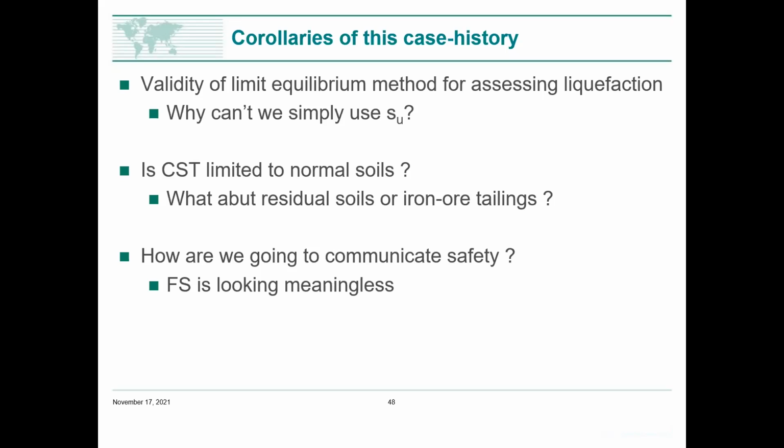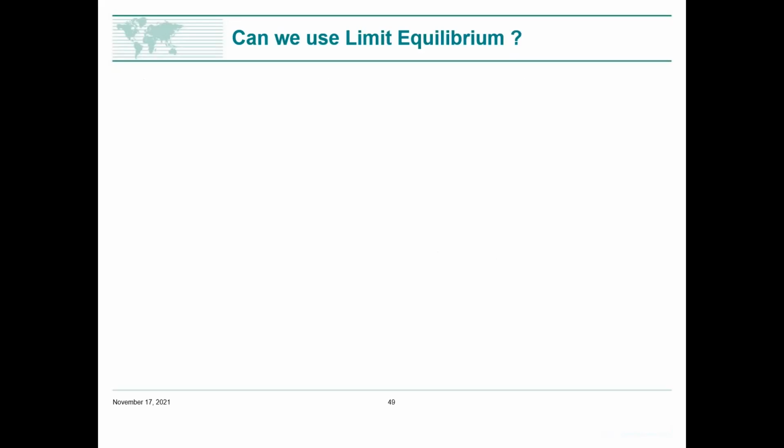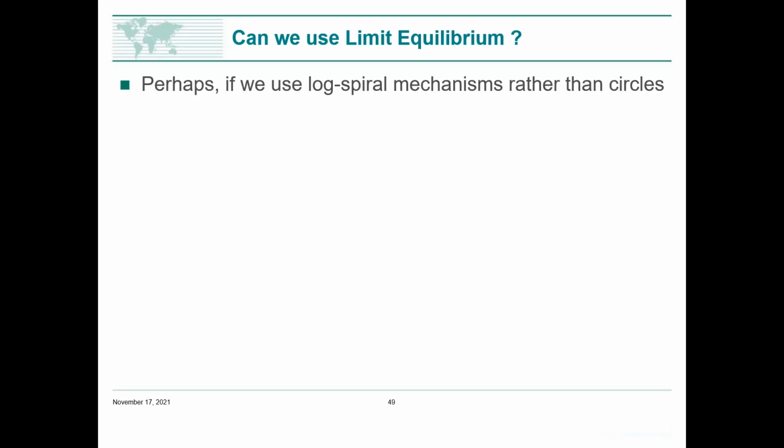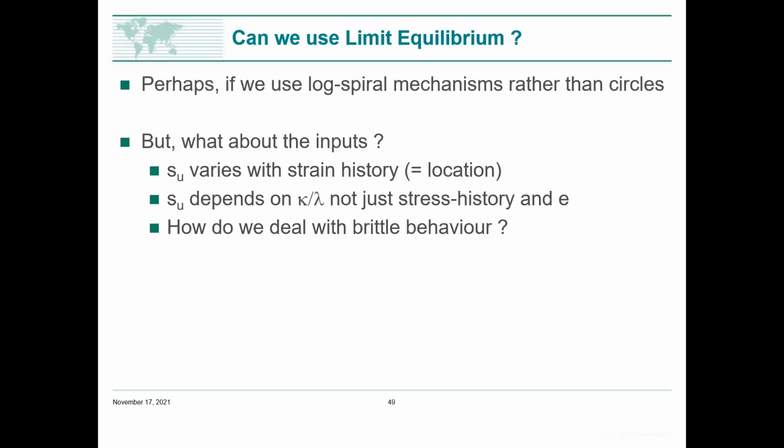fundamentally, as a profession, if we're going to switch out of limit equilibrium, how on earth are we going to communicate safety? Factor of safety is looking pretty meaningless when I'm showing you these liquefaction things. So let me address those three corollaries of this case history now. Can we use limit equilibrium? Well, perhaps, but if we're going to do so, we're going to have to use log spiral mechanisms rather than circles. These liquefactions we're getting in the simulations simply are not close to the slip circle idealization.